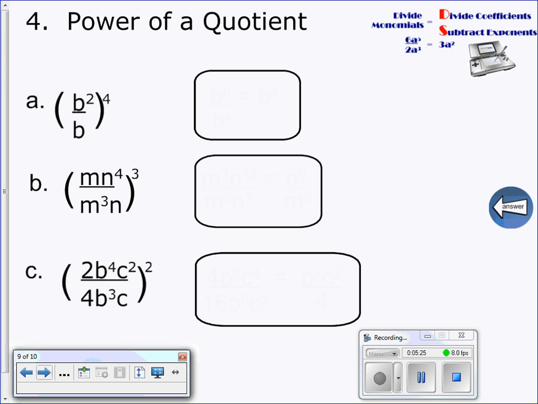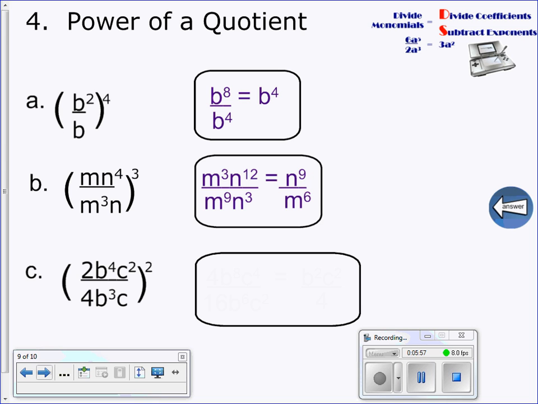Powers of a quotient, this is the one you have to distribute. So we have b to the 2nd raised to the power of 4. So when it's the power of, you multiply, so that's b to the 8th over 4 times 1 is 4, so b to the 4th, so b to the 8th over b to the 4th would be b to the 4th. So this is m to the 3rd, n to the 12th, divided by m to the 9th, n to the 3rd. Then we simplify. 3 minus 9 is negative 6, so it goes on the bottom. 12 minus 3 is 9, it goes on the top.